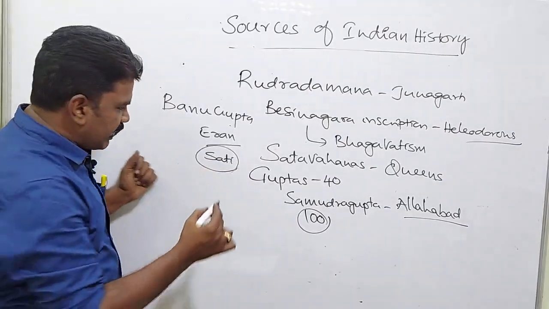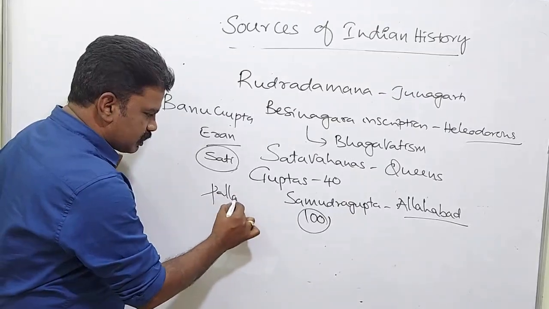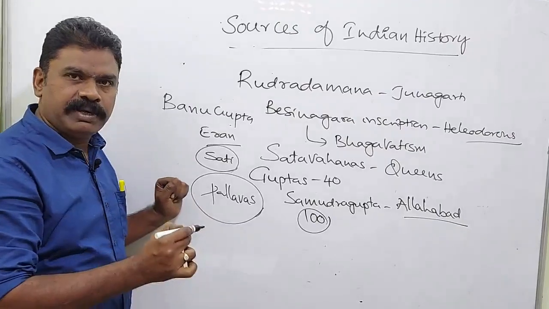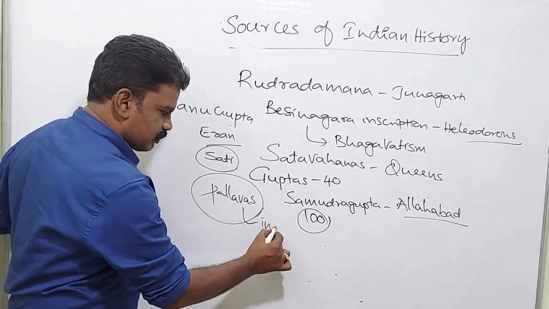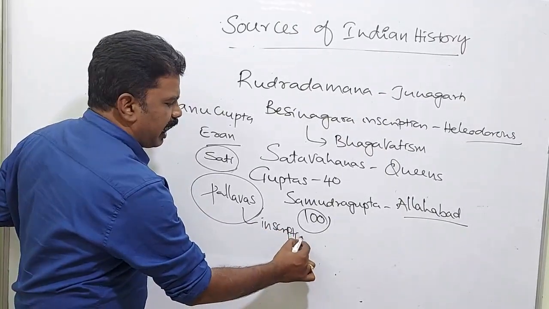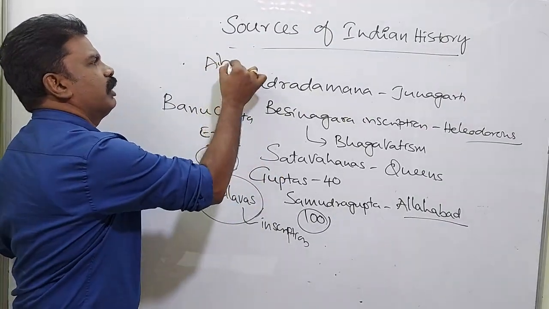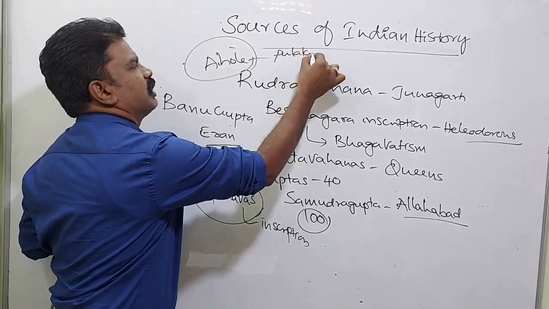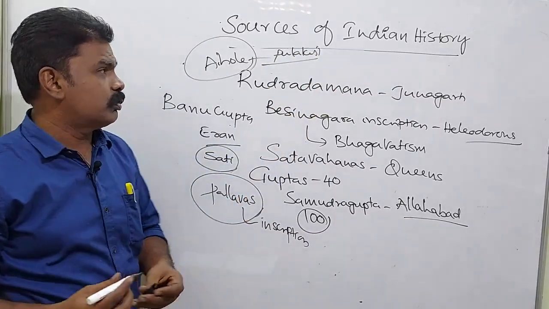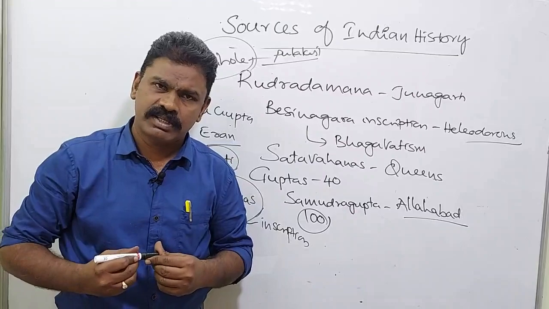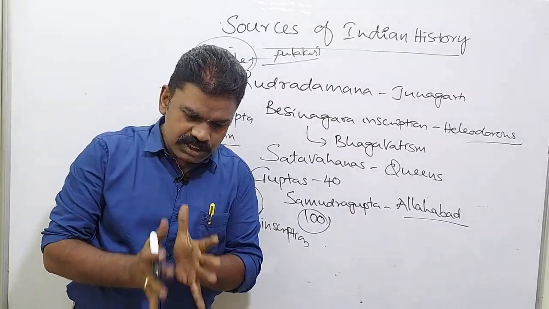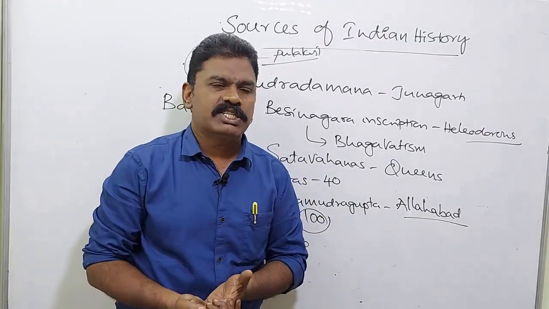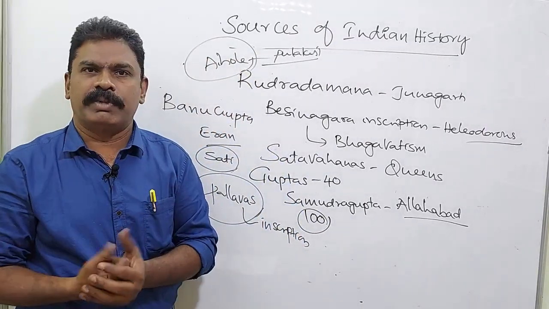Like that, most of the Pallava history is reconstructed only based on inscriptions. And the Aihole inscription of Pulakesi II speaks about Pulakesi II and also mentions Harshavardhana. Like this, inscriptions are used to reconstruct Indian history. We can reconstruct Indian history based on the information in inscriptions.